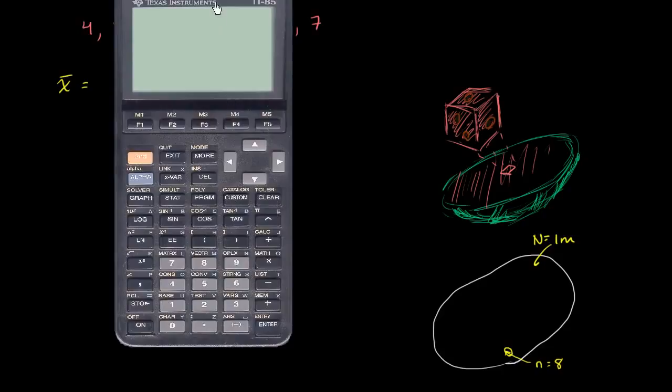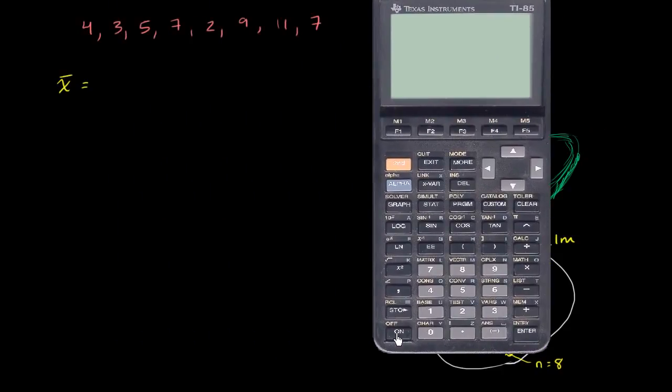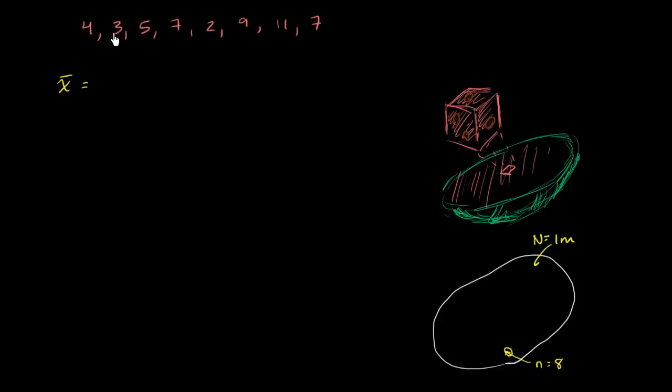So let's get our calculator out for that. Actually, maybe I don't need my calculator. Let's see. 4 plus 3 is 7. 7 plus 5 is 12. 12 plus 7 is 19. 19 plus 2 is 21. Plus 9 is 30. Plus 11 is 41. Plus 7 is 48. So I'm going to get 48 over 8 data points. So this worked out quite well. 48 divided by 8 is equal to 6. So our sample mean is 6. It's our estimate of what the population mean might be.